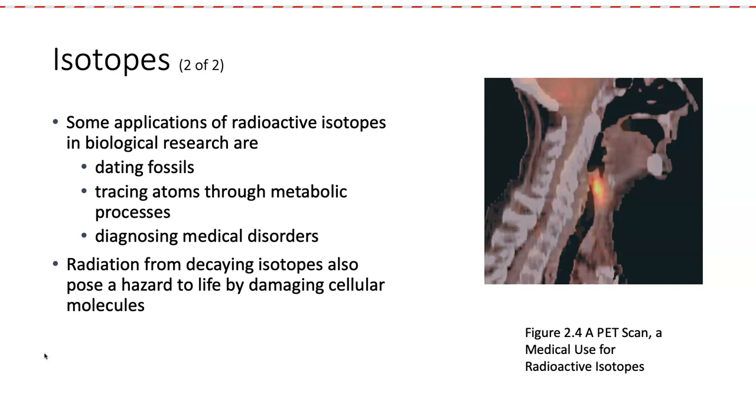Luckily, a lot of the radioactive isotopes that we use to help figure out our medical issues decay really quickly, so they're not harmful. But most isotopes that exist out there in the world have a long decay time, and they are quite harmful to humans and other organisms because they damage the cells.